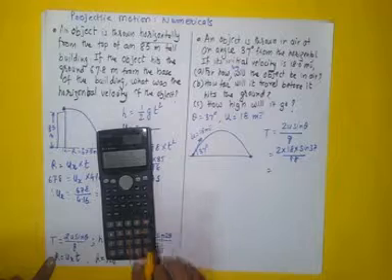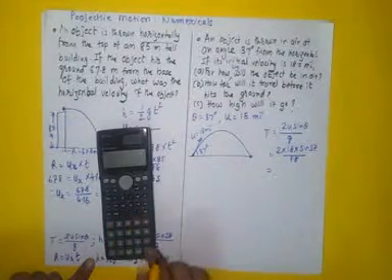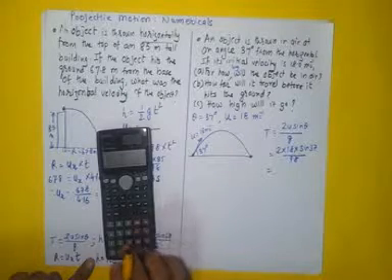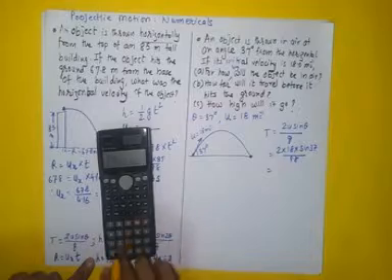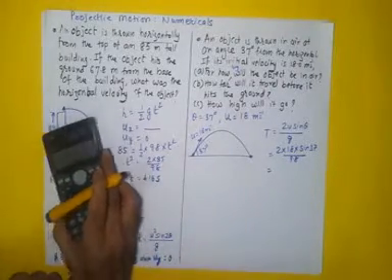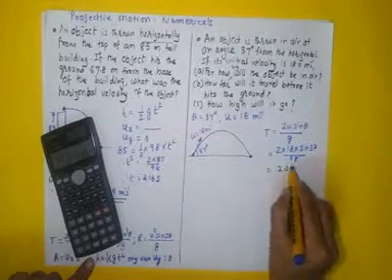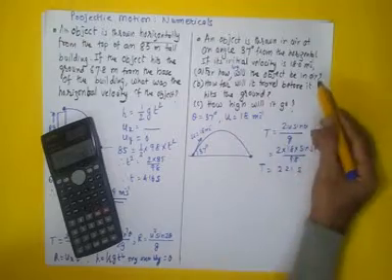Do a quick calculation with this. Sine of 37 is 0.6036, and divided by 9.8 will give me 2.21 seconds. So that's the first question that we have answered.